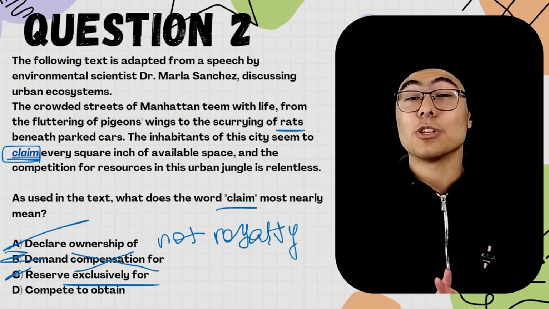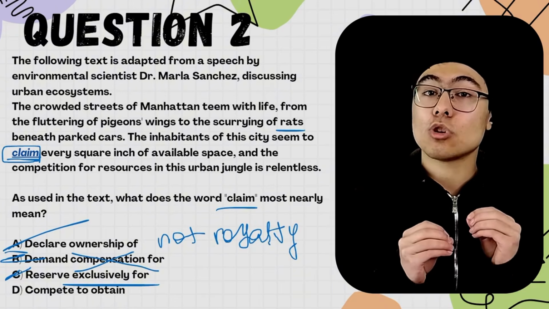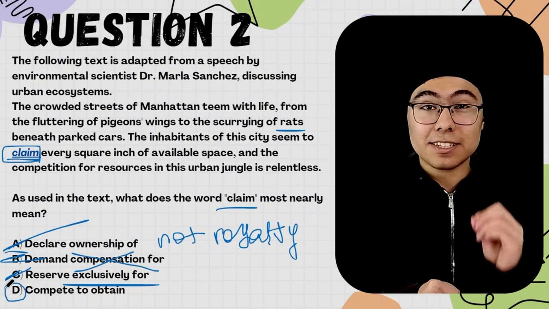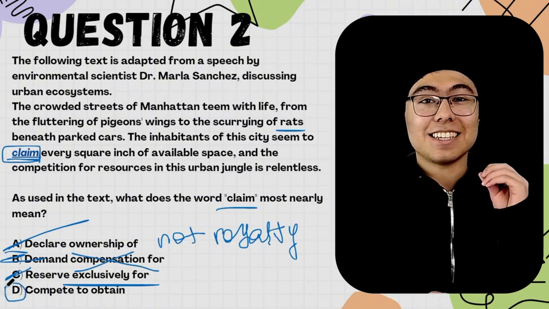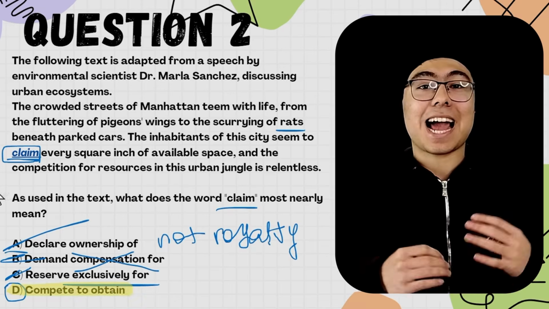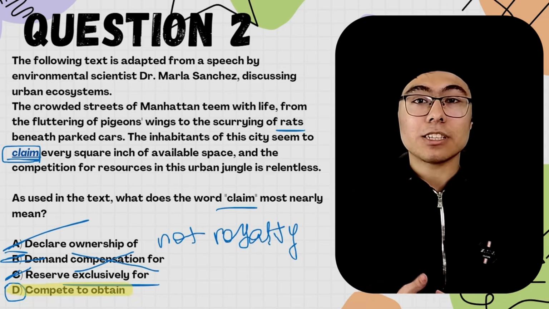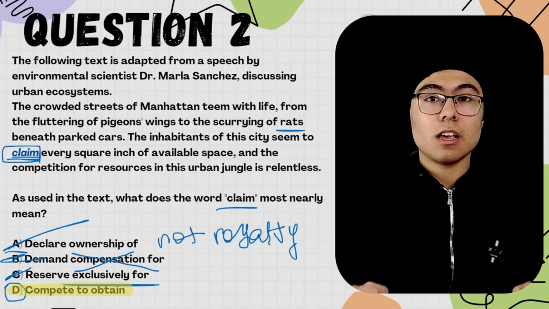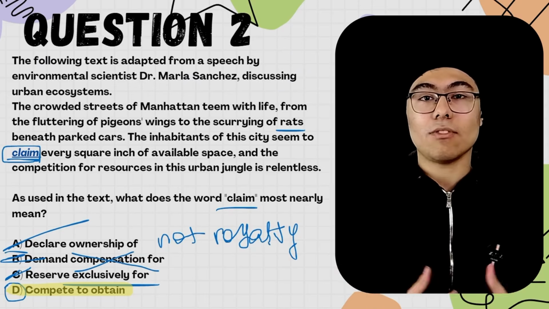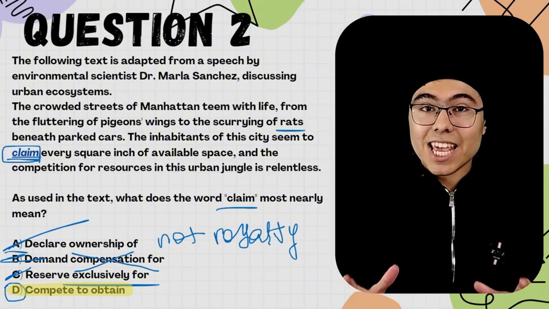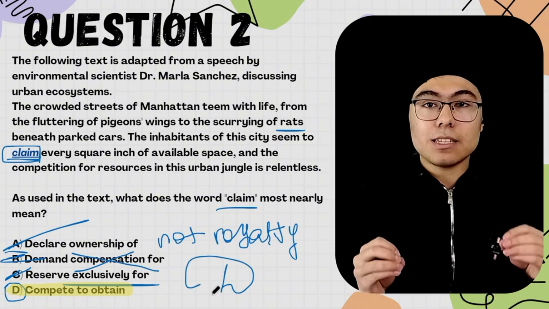Now let's have a look at choice D, compete to obtain. Yes. This is the war. This is competition. This is the very essence of what's happening on these streets. Every bird, every rodent is fighting for its place, for its food, for its survival. And this is the correct answer choice. So the final answer is choice D, compete to obtain.